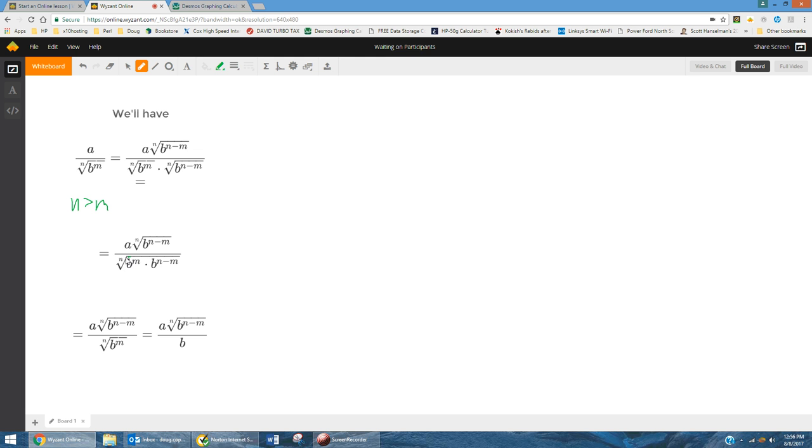But I wanted to draw your attention to the fact that your book has a typo, because this expression right here, those are powers with the same base. If you multiply those together, b to the m times b to the n minus m is equal to b to the nth. This should be an n right here. And then the nth root of b to the n is b. So that's a typo.